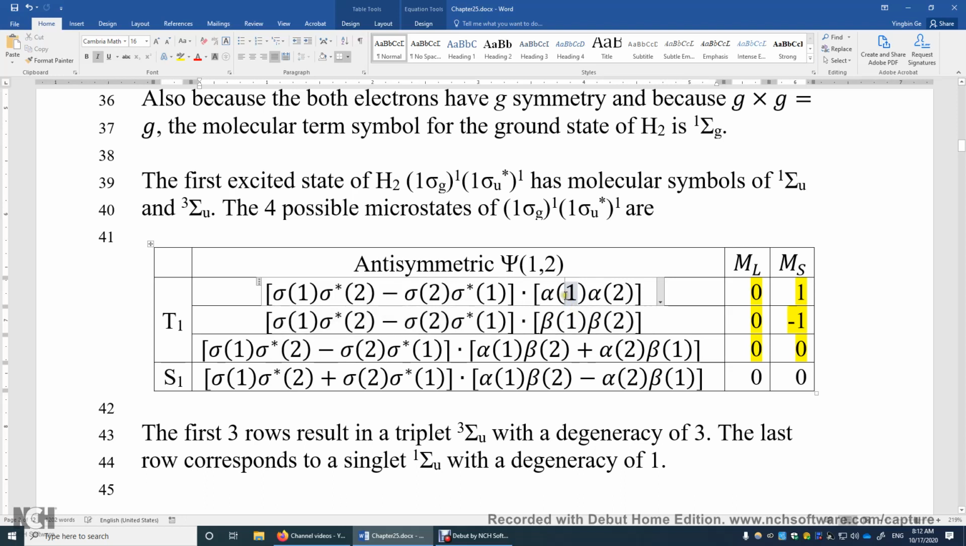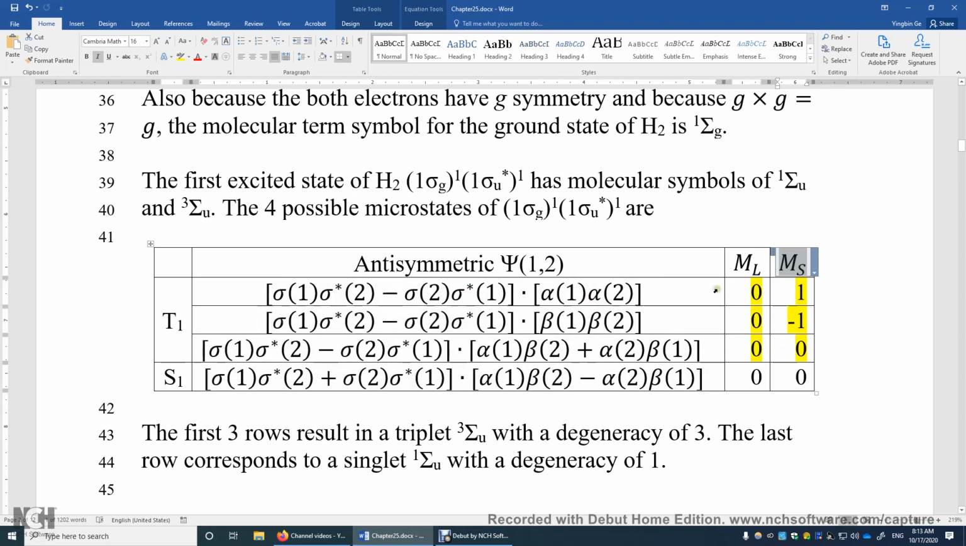Now look at the spin functions. They are different. You can have alpha 1, alpha 2. It's symmetric. Beta 1, beta 2. It's symmetric. Alpha 1, beta 2 plus alpha 2, beta 1. It's also symmetric. It's possible to apply the angular momentum operator and the spin operator to these wave functions to obtain the eigenvalues and corresponding quantum numbers. I'm not going to do the derivation. I'm just going to give you those quantum numbers.